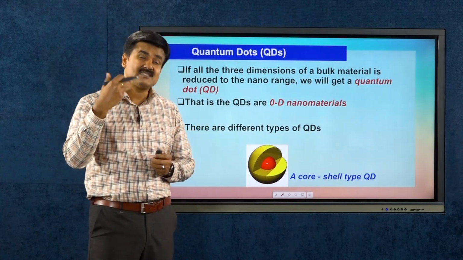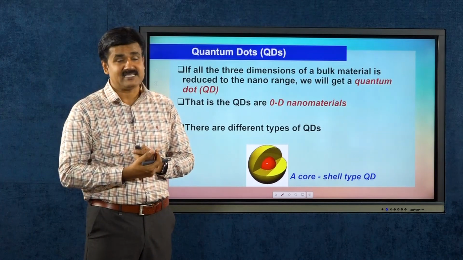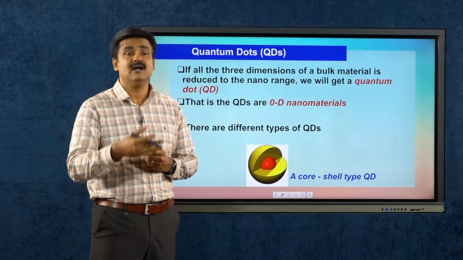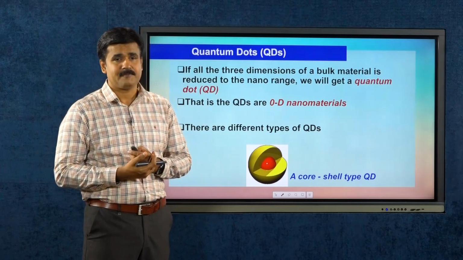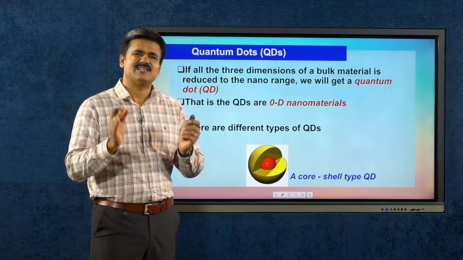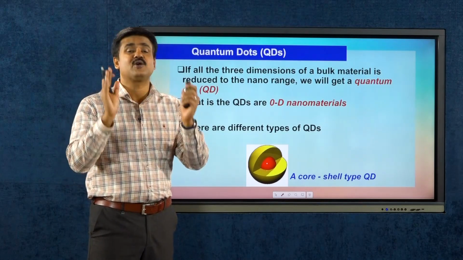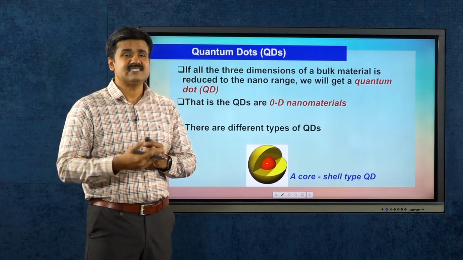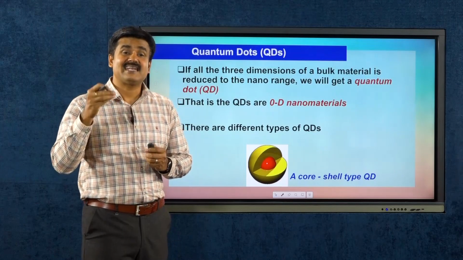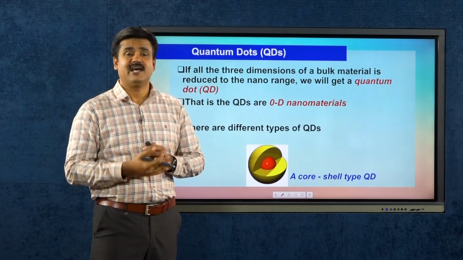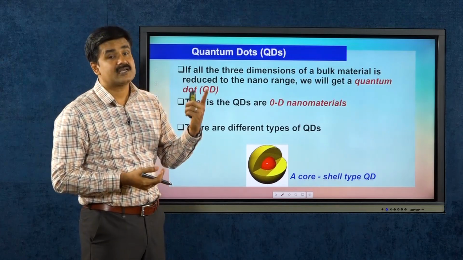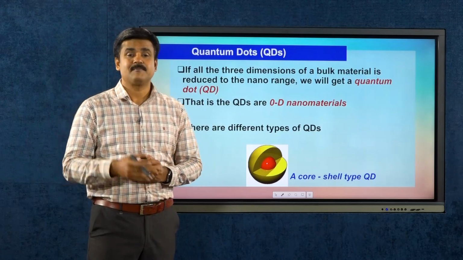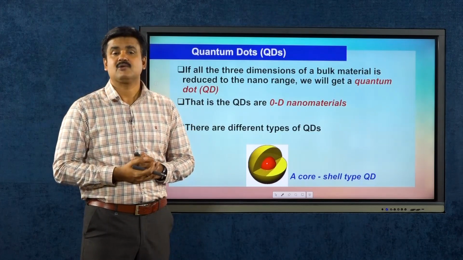These quantum dots are especially semiconductor-based nanomaterials. We can study more details about the physical properties, chemical properties, etc. of quantum dots in coming modules. Okay. So, quantum dots are simply zero-dimensional nanomaterials, but all zero-dimensional nanomaterials cannot be considered as quantum dots. So, we can say like this, quantum dots are special categories of zero-dimensional nanomaterials. There are different types of quantum dots based on their structure, etc.